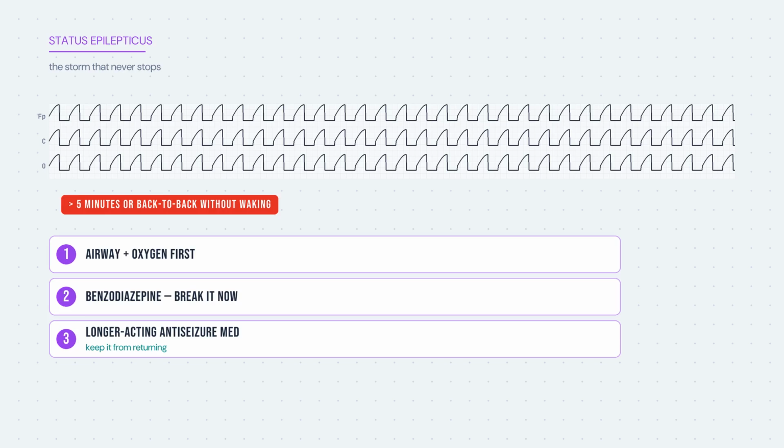Here is the emergency. A seizure that lasts more than 5 minutes, or seizures that come one after another without the patient waking up in between, is status epilepticus. On the EEG, the storm never stops. This is a true emergency, because the brain is burning through oxygen faster than it can be supplied, and neurons start to die. Airway and oxygen first. The drugs are benzodiazepines to break the seizure now. Then a longer-acting anti-seizure medication to keep it from coming back. 5 minutes is the line.